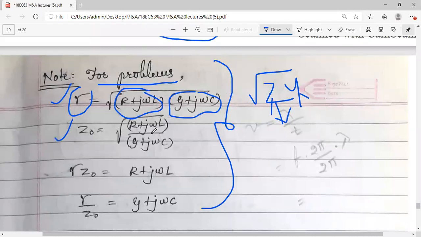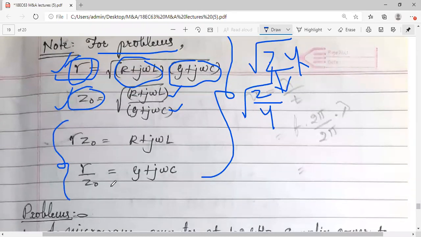And one more thing is the characteristic impedance. We started the derivation of characteristic impedance by making use of this expression, root of z by y. So z is r plus j omega l, y is g plus j omega c. So these two equations are important in our problems.